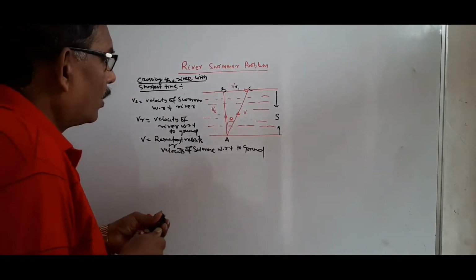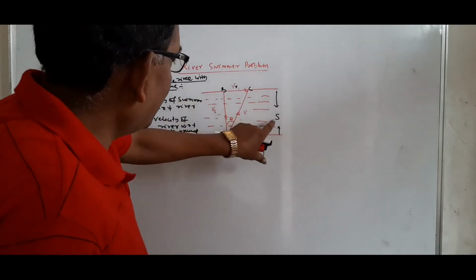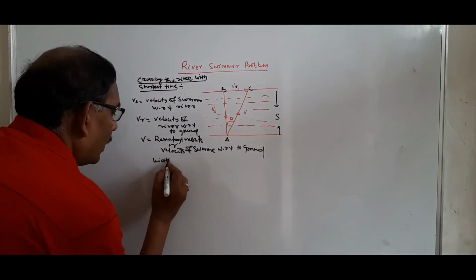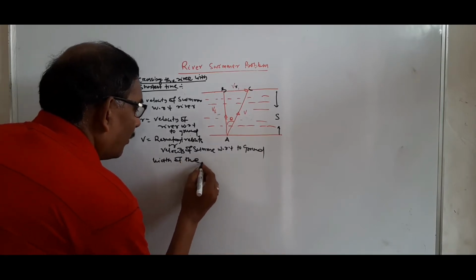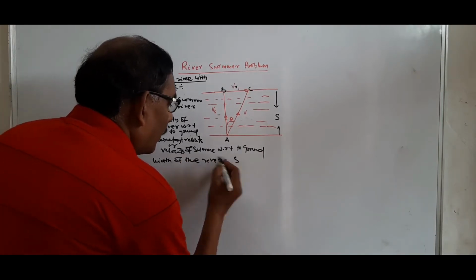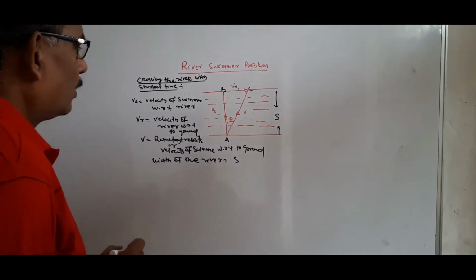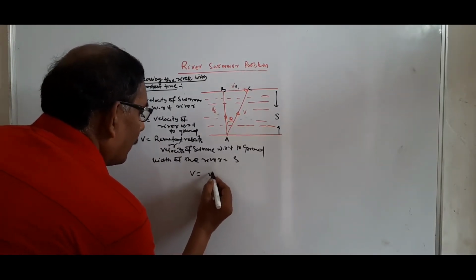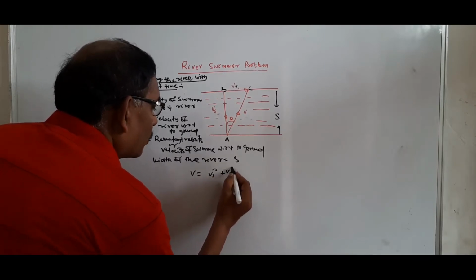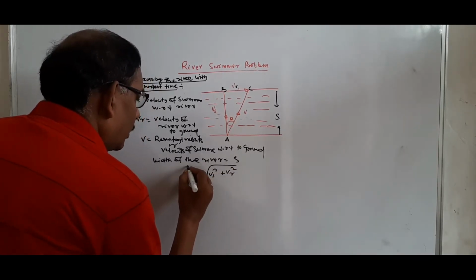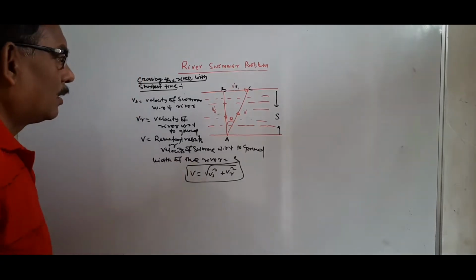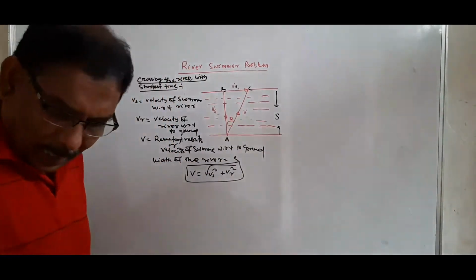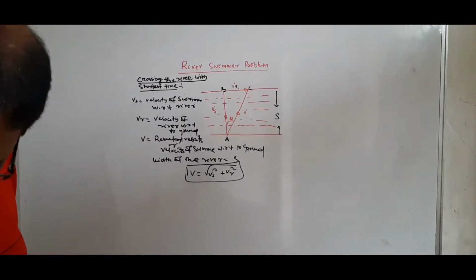Suppose the width of the river is S. Width of the river equal to S. So what is the resultant now? V is equal to the square root of Vs square plus Vr square. This is the resultant. It means the velocity of the swimmer with respect to ground. So what is the time taken to cross the river?